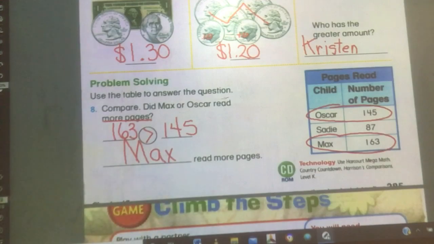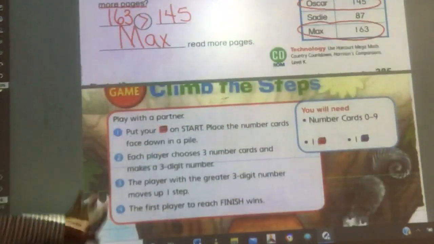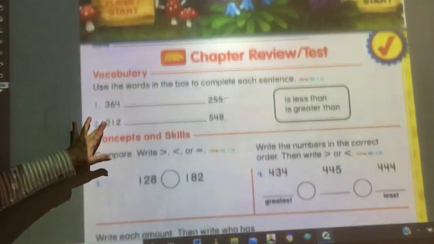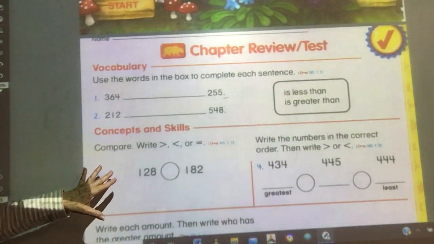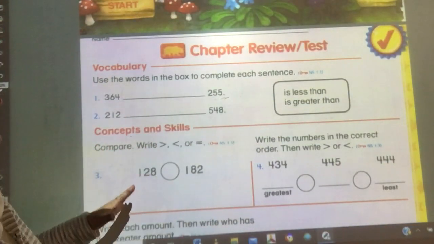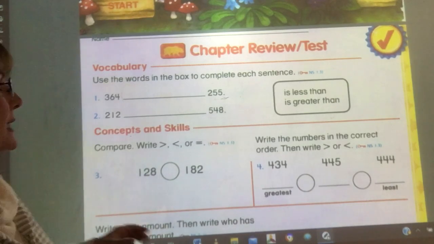Alrighty, good. Now, we're going to go to the test. Go ahead and, I believe it's part of your packet. That's great. You don't need to rename it.